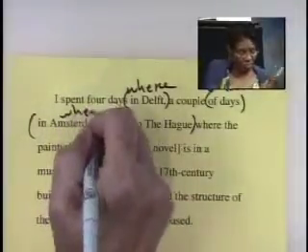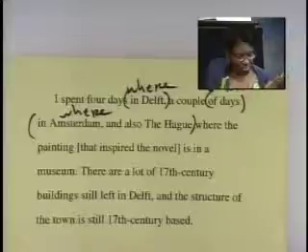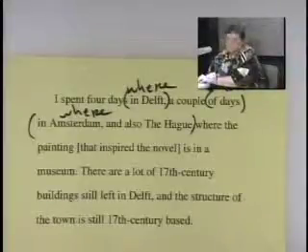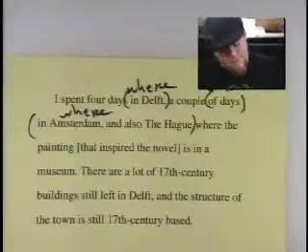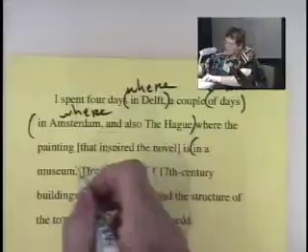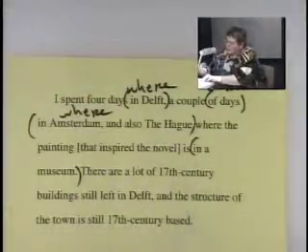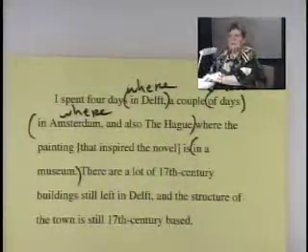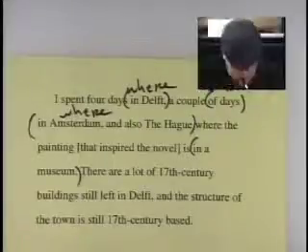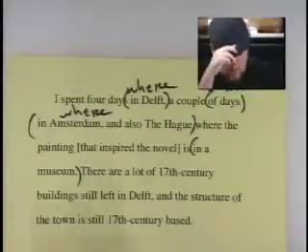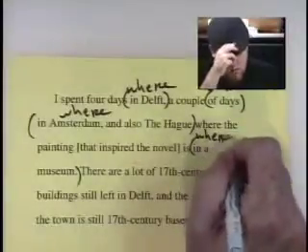Right. And Ben, what's next? Is in a museum. Too much. Is in. Is not a prep phrase; it's a verb. In a museum. Say it again. In a museum. So the painting that inspired the novel is in a museum. And that's going to answer where? Or what? Amy?